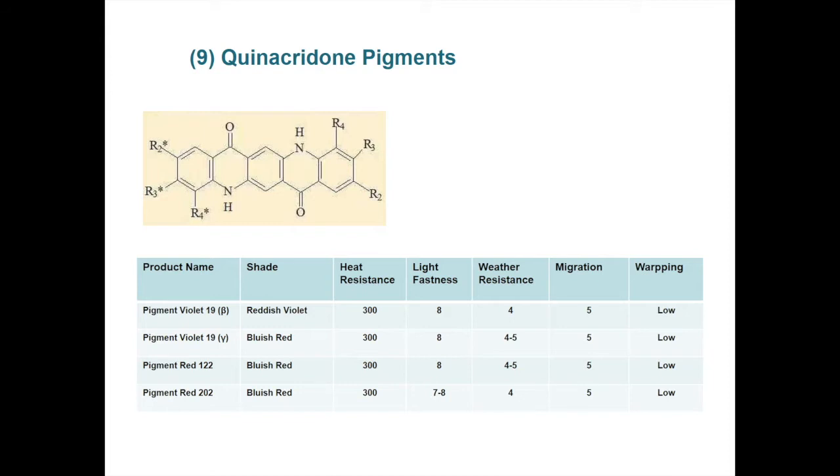Quinacridone pigments. Although quinacridone pigment has simple structure with a small molecular weight, it has excellent heat resistance, light fastness, and migration. Good weather resistance, excellent overall performance in dilute and low concentrations. Coloration covers bluish red, pigment violet 19 gamma type, pigment red 122, to reddish violet, pigment violet 19 beta type. It is an important member of high-performance pigments.